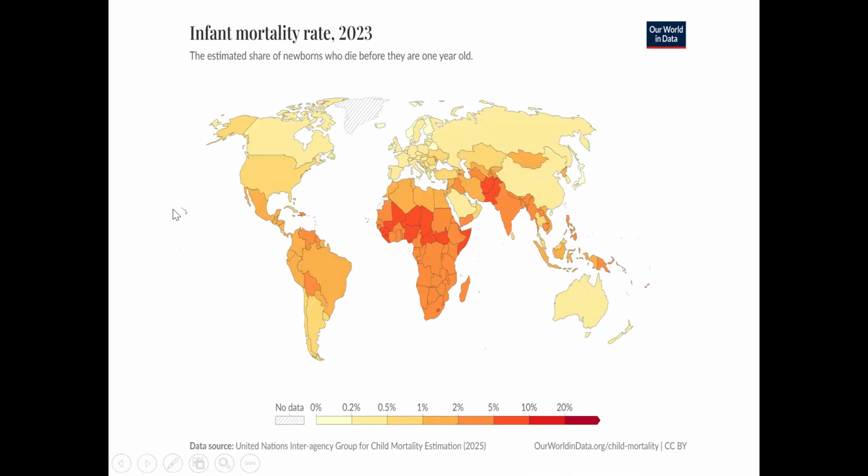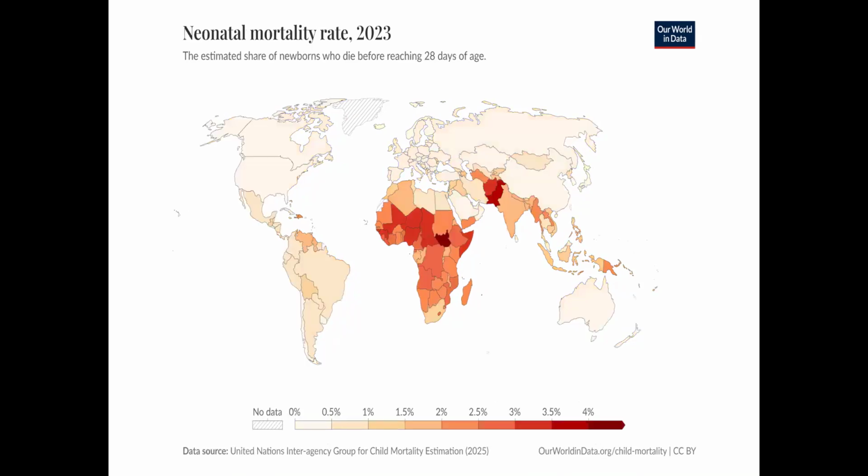Okay, this is the map showing the infant mortality rate. The data is from 2023, and again you can see that Pakistan is in a darker zone, ranging from 5 to 10%.